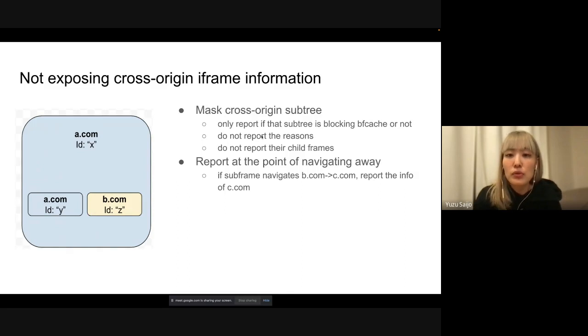We're not going to report the reasons why b.com is blocking, what exactly is blocking BFCache here. Nor are we going to report any child frames, even if there are child frames under b.com. So basically we are masking the subtree. We're also going to report at the point of navigating away from the page. So if the subframe navigates from b.com to c.com, we're only going to report the information of c.com. So that's our proposal.